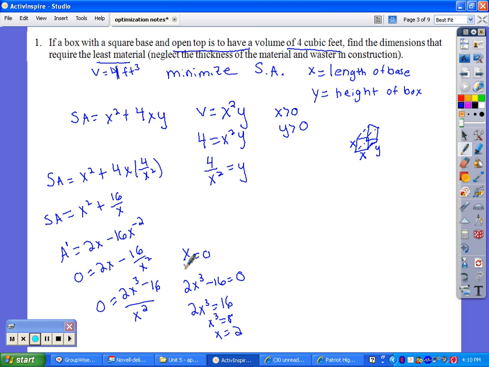Now, 0 is not in the domain. And it's unrealistic to have x equal to 0 or y equal to 0. So we don't really have any endpoints to check. So our only critical point is x equals 2. And we have to find if it's a min or max, and we're going to use the second derivative test. So I'm going to check if it's min or max by plugging 2 into the second derivative. So I need the second derivative. So this is to check if min or max.